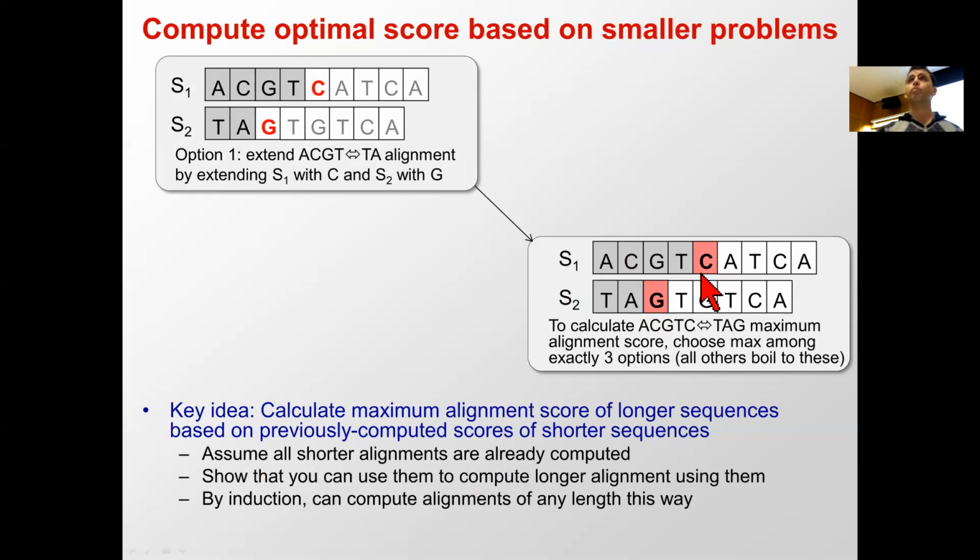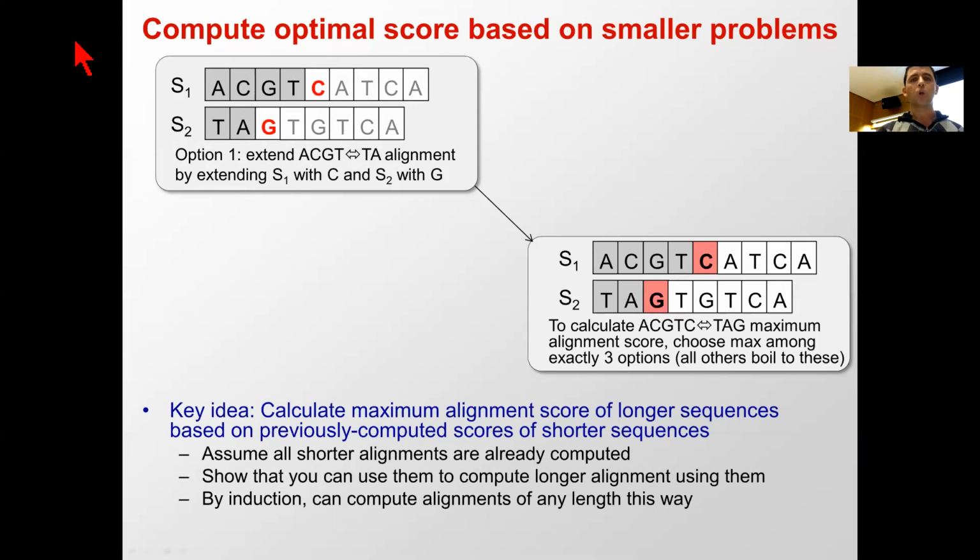Everybody with me? So then I'm gonna show that I can use those smaller alignments to compute the longer alignment. And by induction, I will therefore be able to compute anything. Because if I have the smaller alignments and I can use those to compute a larger alignment, then I can effectively compute alignments of any length.